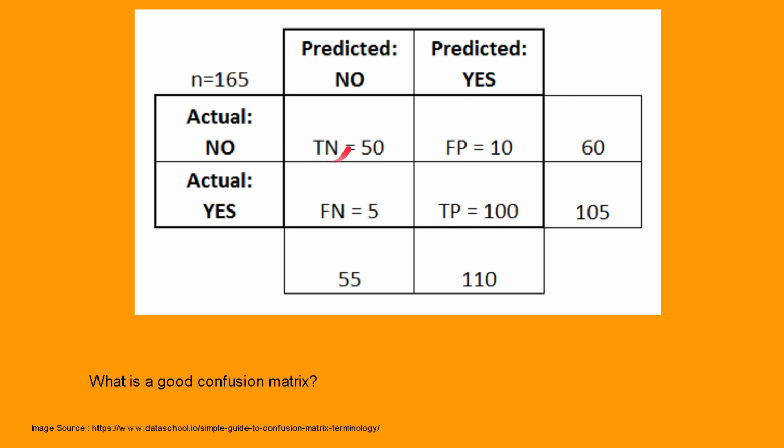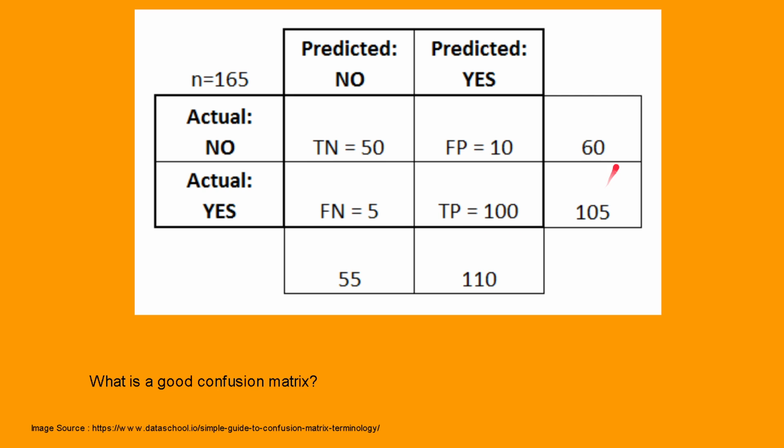And you can see there are TN, FP, FN and TP. Let's see what they are. TN stands for true negative. It represents the values which are predicted to be false and are actually false. Whereas FP, false positive, represents the values which are predicted to be true but are actually false. Next is false negative, which represents the values which are predicted to be false but are actually true. Next is true positive, which represents the values which are predicted to be true and are actually true.